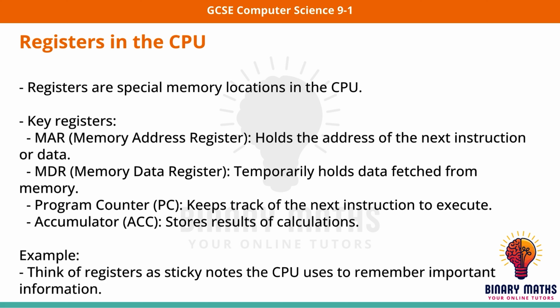The Program Counter, or the PC, keeps track of the next instruction to be executed. And the Accumulator, or the ACC, stores the results of calculations done by the ALU. Think of registers as the CPU's notepad. They're used to jot down important information while the CPU is working.